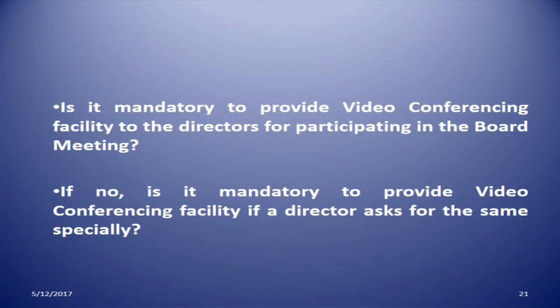However, whenever a meeting is being held through video conferencing, Rule 4 of the company board meeting rules says that there are 5 restricted items which cannot be discussed, which cannot be dealt with at a meeting held through video conferencing. These items are listed here. These 5 bullets are mentioned here on the screen.